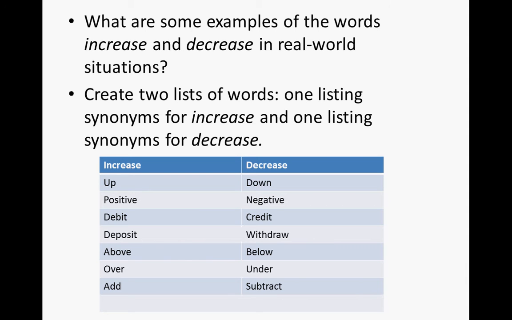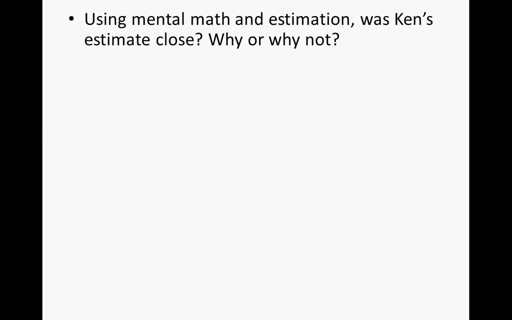So for increase, there's several words: up, positive, debit, deposit, above, over, or add. And for decrease, some words are down, negative, credit, withdraw, below, under, or subtract. Using mental math and estimation, was Ken's estimate close? Why or why not?